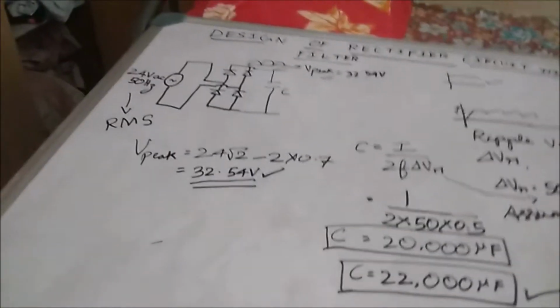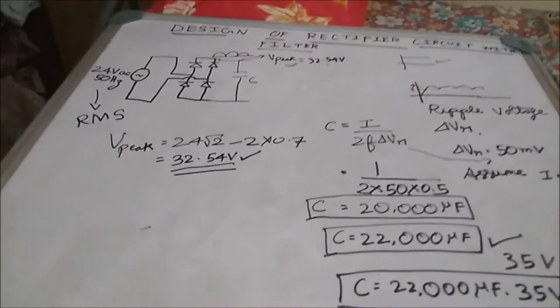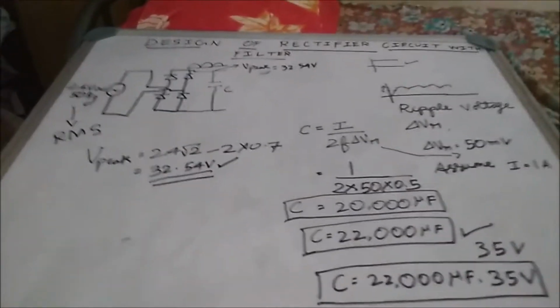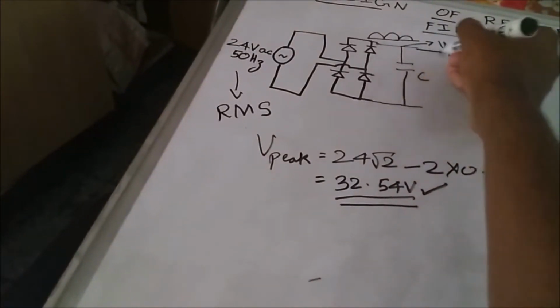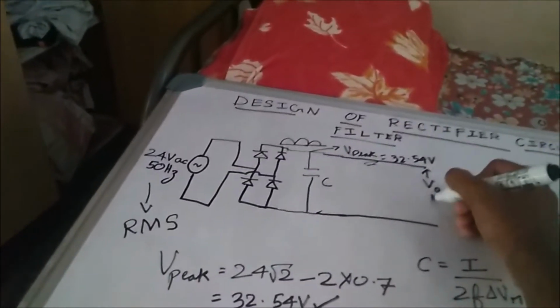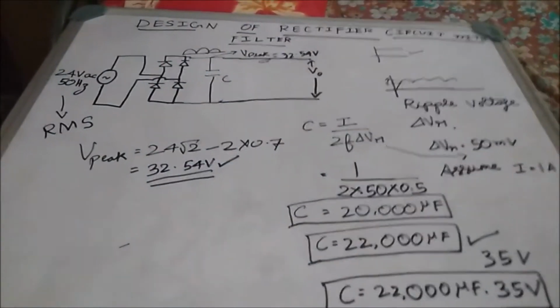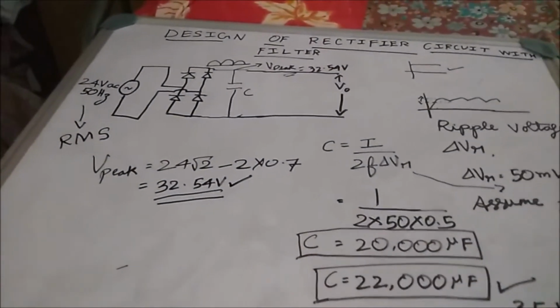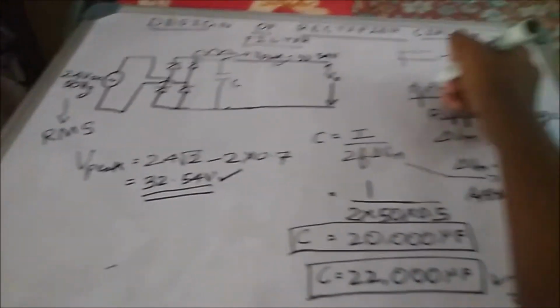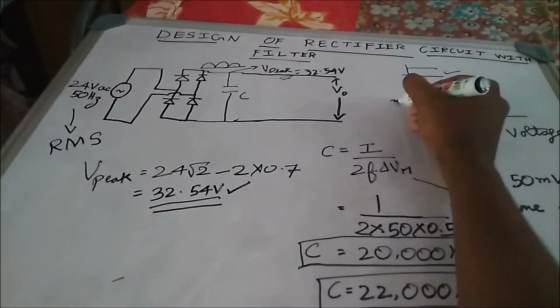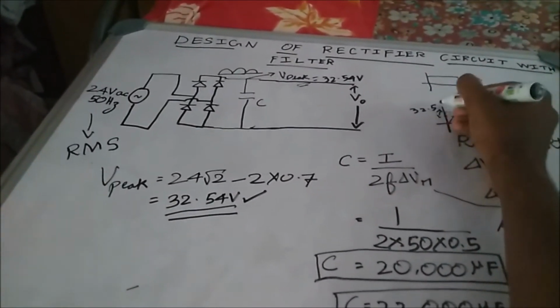Now, after all these things, here comes a picture of output voltage. So what will be the output voltage? Since the output voltage will be varying from this point to this point, what is the value here? Same, 32.54 volt.